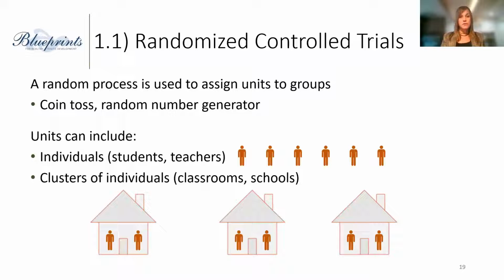You also have what's called a cluster randomized controlled trial, and that's where clusters of individuals are assigned to group. So that could be, in the example I have here, you have classrooms within schools. So the classrooms that have students in them are assigned to receive the program or not receive the program.